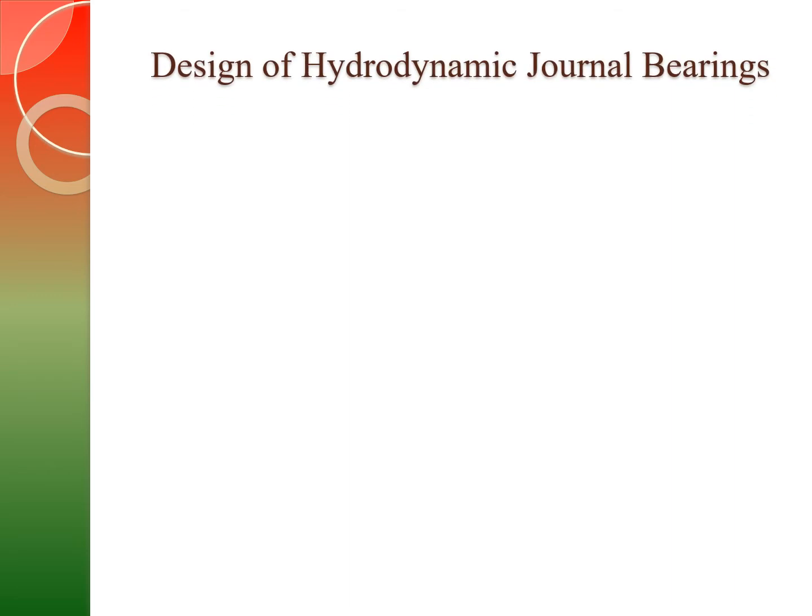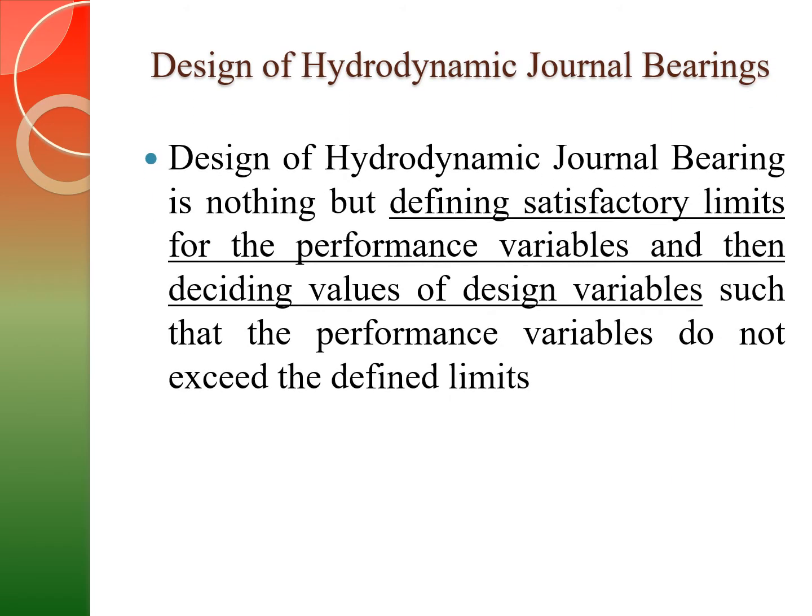We will see now the design of a hydrodynamic journal bearing. Basically, design of a hydrodynamic journal bearing is nothing but defining satisfactory limits for the performance variables and then deciding the values of design variables such that the performance variables do not exceed the defined limits. So basically, for design of a hydrodynamic journal bearing, you have to define the performance variable limits and then according to those limits you have to decide the values of the design variables so that the performance variables do not exceed the defined limit.